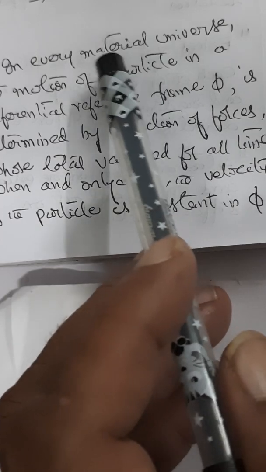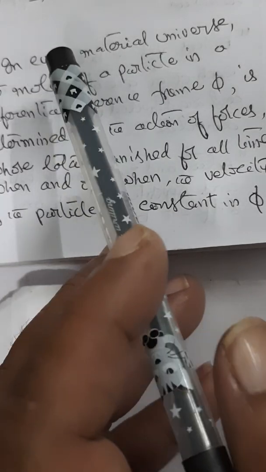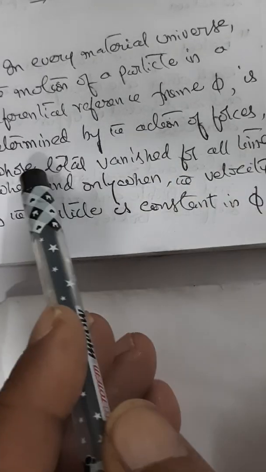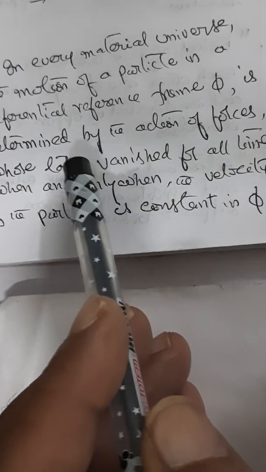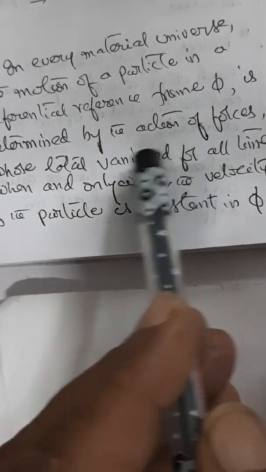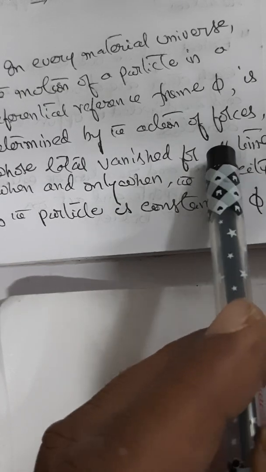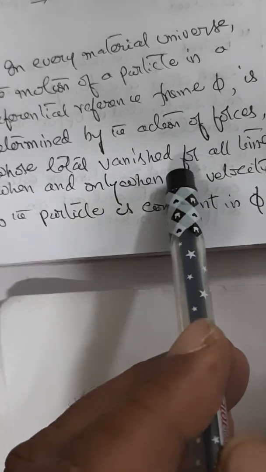What Newton's law according to the inertial approach can be stated now as: in every material universe, the motion of a particle in a preferential reference frame phi is determined by the action of, vector sum, forces whose total, that is F1 plus F2 plus etc., sigma F, becoming 0, vanishes for all time when and only when the velocity of the particle is constant in that frame.